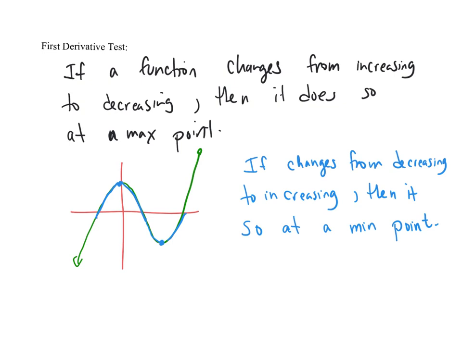So if it goes from increasing to decreasing, it's at a max, and if it's decreasing to increasing, it's at a min. That same sign chart we made is going to show us where it changes between increasing and decreasing to see if it's a max or a min. And so that's the essence of the first derivative test.